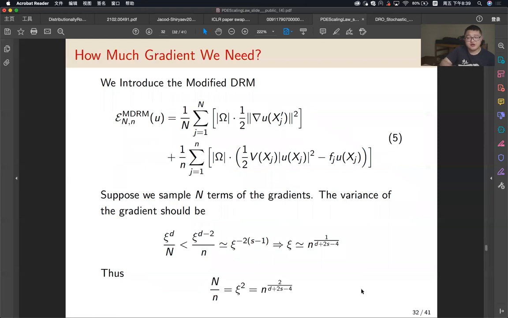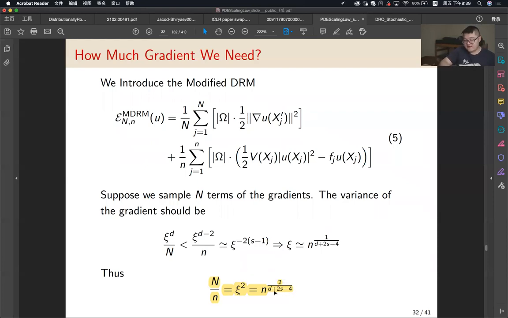So this is our modification of the Deep Ritz method. We call it MDRM, modified DRM. It is saying that for this term, I can sample more data, and for the second term, I just use this data. And you can balance the two variances here: one is n to the power of d, and the other is n to the power of d minus 2. As I have shown before, once I have these relationships, I can say that the modified Deep Ritz is actually optimal.